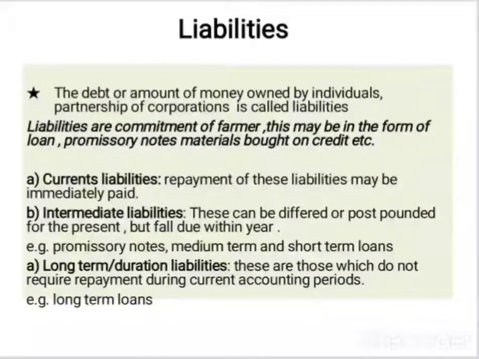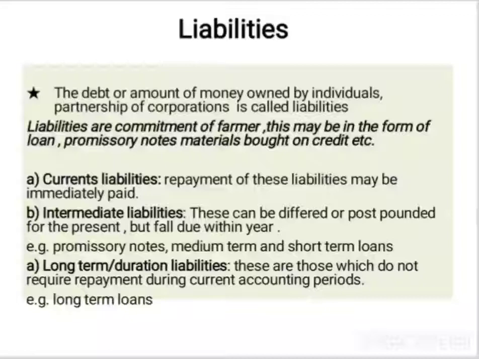Liability is another item that we consider while preparing a farm inventory sheet. Liabilities are the debt, the money that the business has to pay to someone else. So it's a debt or amount of money owed by an individual, partnership, or corporation. Liabilities can be called the commitments of a farmer.